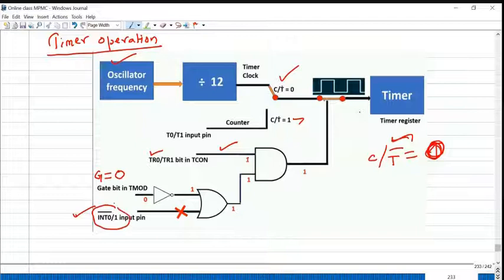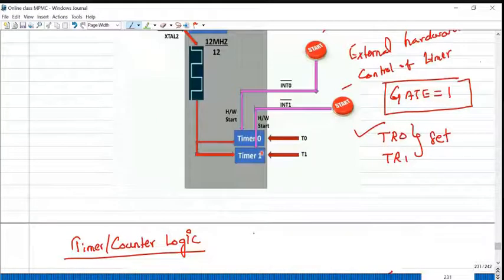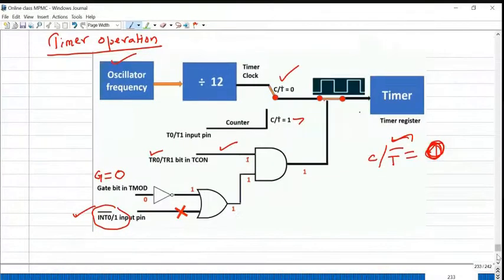Why are we using this INT 0 or INT 1 pin here? If we are using external reset or external hardware control of timer 0 and timer 1, then only through INT 0 and INT 1 can we connect the switches. That's why I mentioned it here. We are not going to use this external hardware control. This is timer operation.